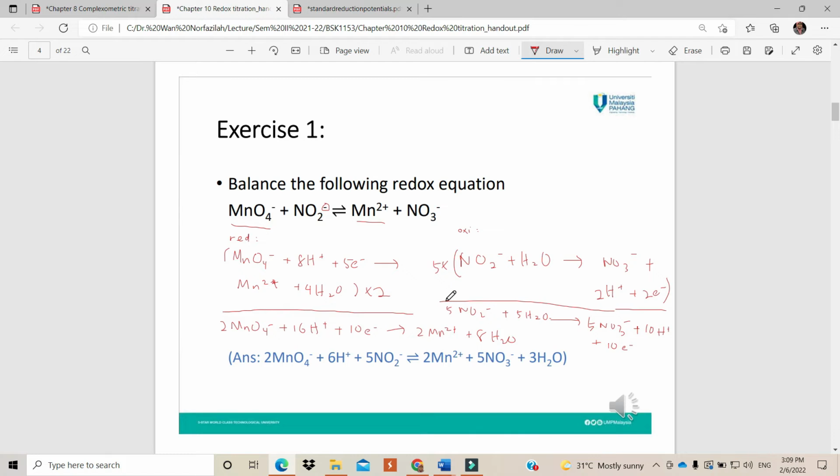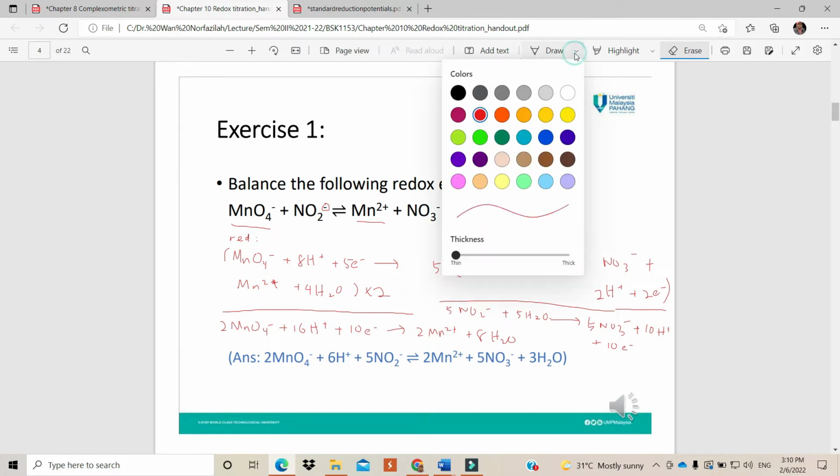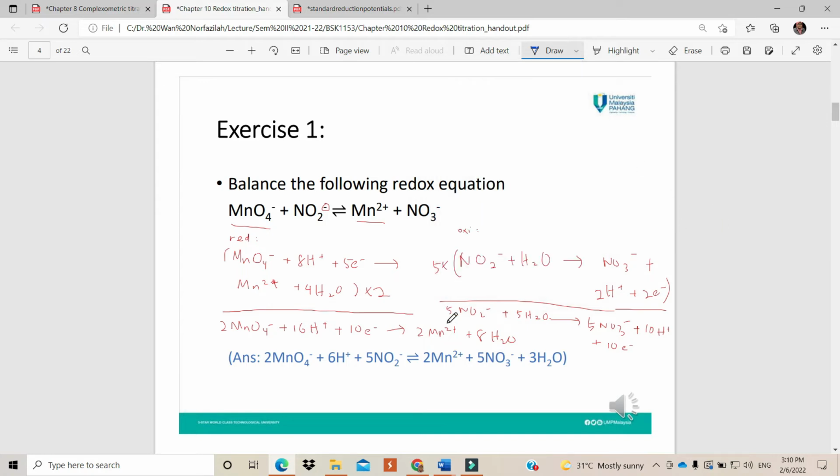What we need to do is to cancel out those in reactant and those in product. So I'm going to change the color of the pen. Alright, look at the equation. First, in the reduction, we have MnO4 minus. Is there any MnO4 in oxidation? No, so we cannot cancel this MnO4 minus.